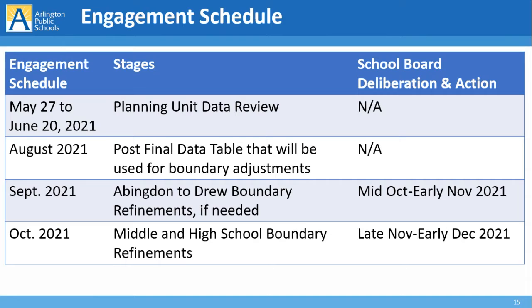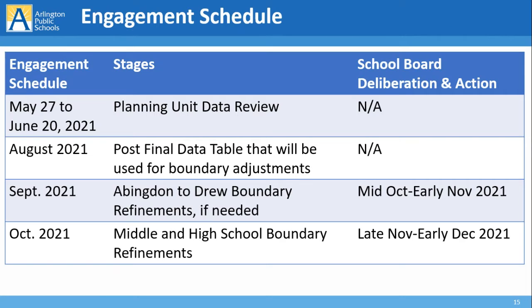I just wanted to quickly go through the engagement schedule, because we do want to get through some questions. We did share this at the monitoring report, which is also found on our webpage. Right now, we are in the planning unit data review stage that is through June 20th. We will do additional work during the summer internally and post the final data table that will be used for boundary adjustments in August of 2021.